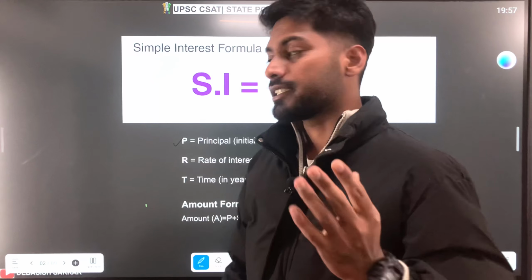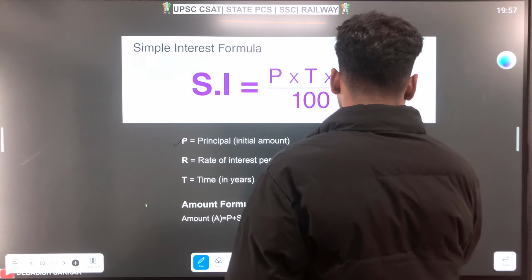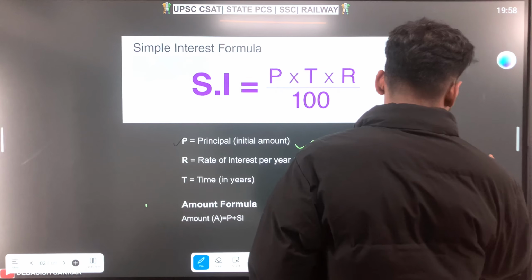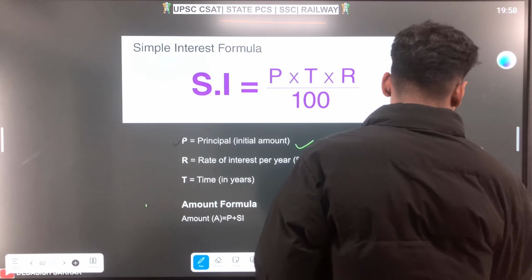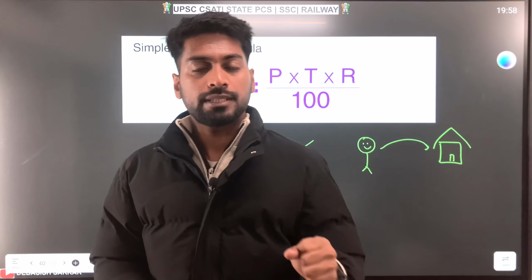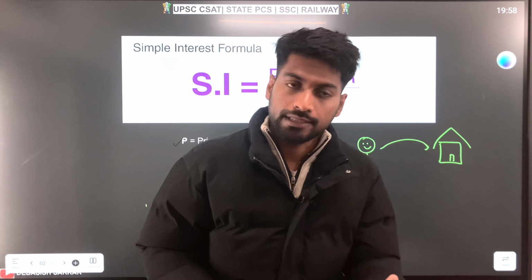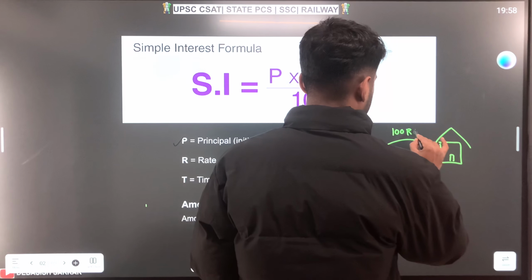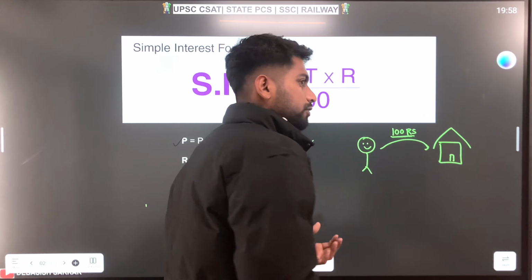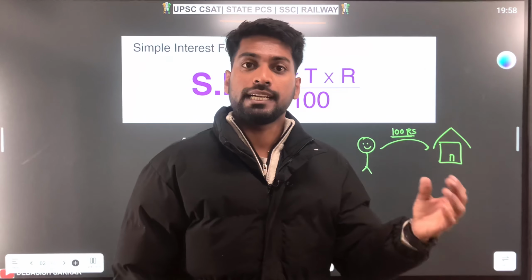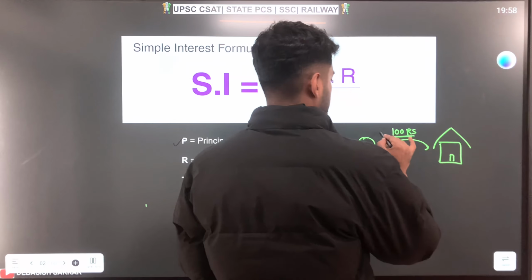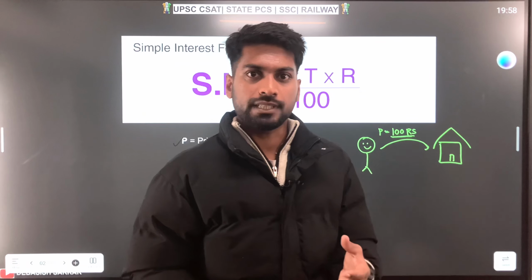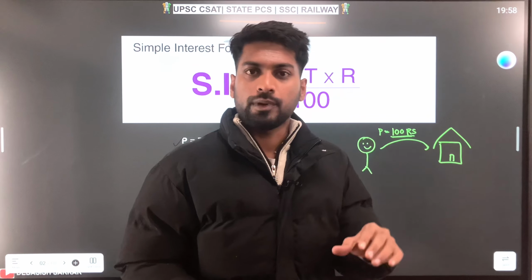Now look, let's hear a story. Suppose you want to start a business and you want a loan, and you went to the bank. You asked for some money. Suppose you are asking for 100 rupees. The amount of money you are asking for, that is your P, because the bank will never give you money without interest. If you are asking for a loan, this is your asking money, 100 rupees.